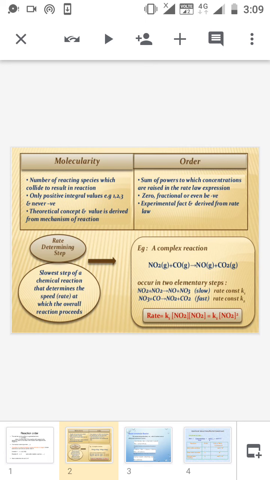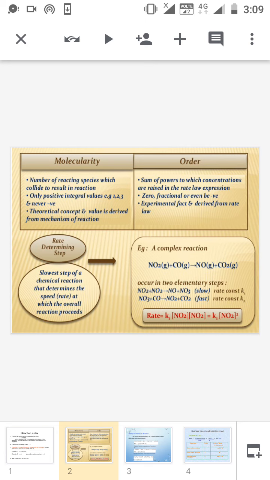And molecularity is only a theoretical concept. The value is derived from the mechanism of the reaction. But order is an experimental quantity, and we can derive it from the rate law depending upon the slowest step.